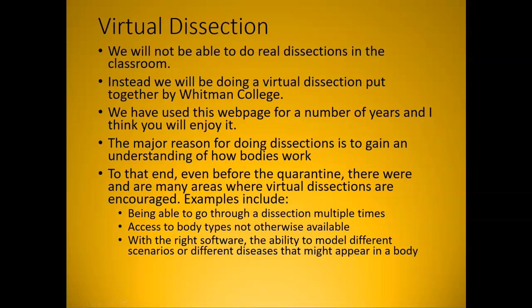So we're going to look at fetal pigs, but there are virtual dissections out there for squid or worms or all different sorts of things. And with the right software at upper levels, you have the ability to model different scenarios. Maybe there's a gunshot wound, maybe the bullet went into one spot or another, or maybe there's a car accident and some part of the body is injured. Or maybe you can look at different diseases that might appear in the body. So there are ways to modify a virtual body to show different things.